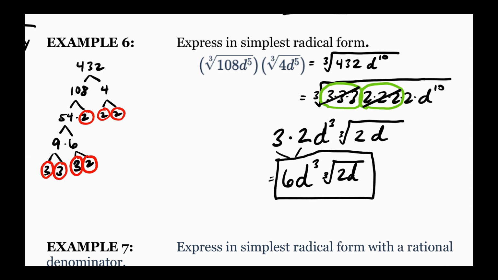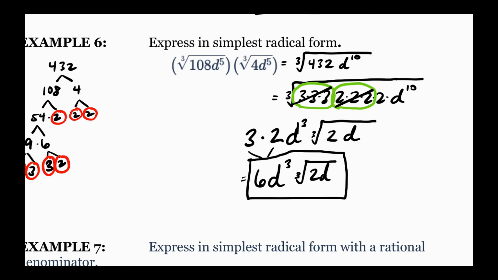Okay. So, let me write this down here. There were 3 triples in there. That's why I took out D to the 3rd. But there was one left over that had to stay. All right.